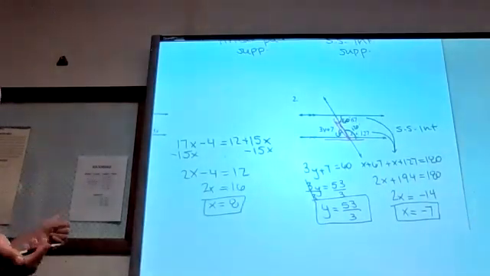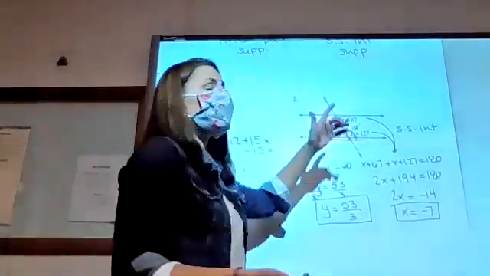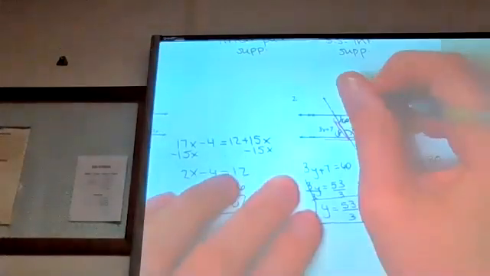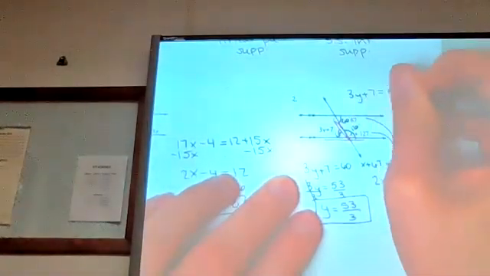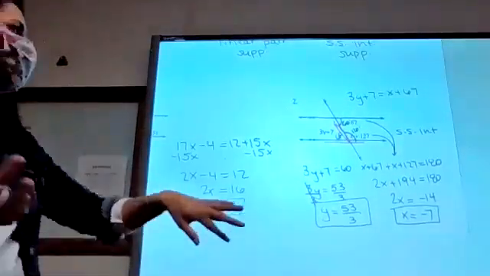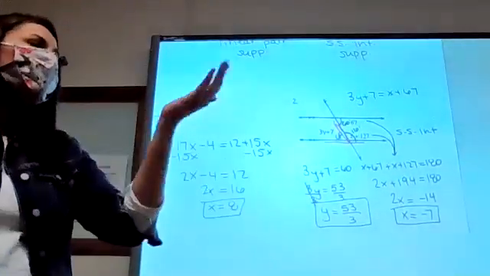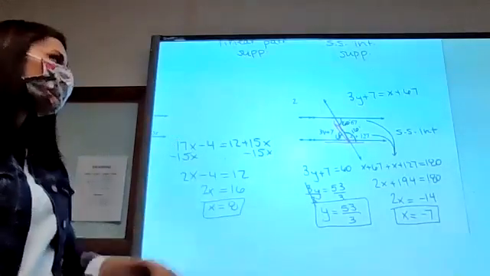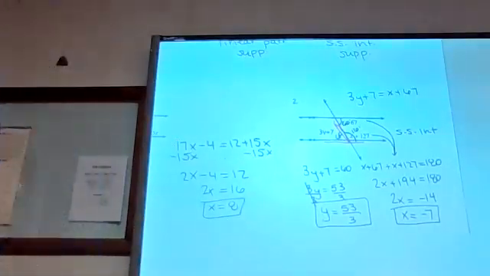There are other ways that you could have done it. Like you could have said, oh, these are alternate interior. So you could have set up the equation with the x. And then plugged in -7. Sure. Okay. Or you could have used the linear pair. You could have set up a long equation and then plugged in for x. I just think it's easier to start finding angles. Okay.